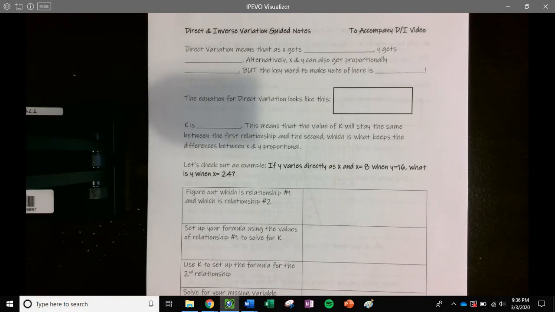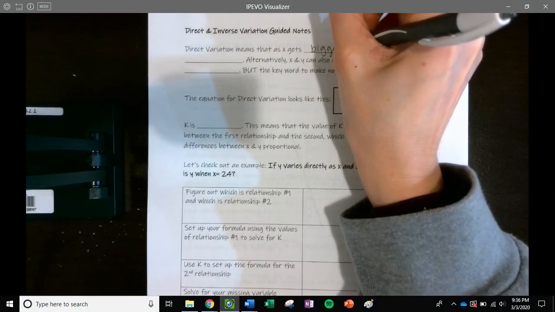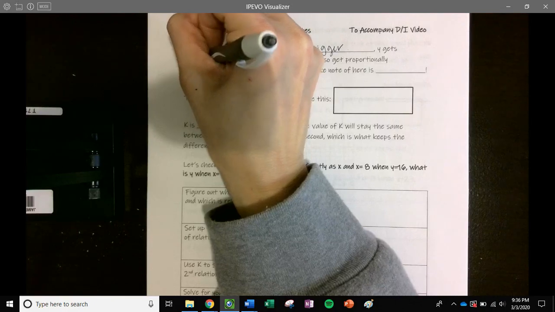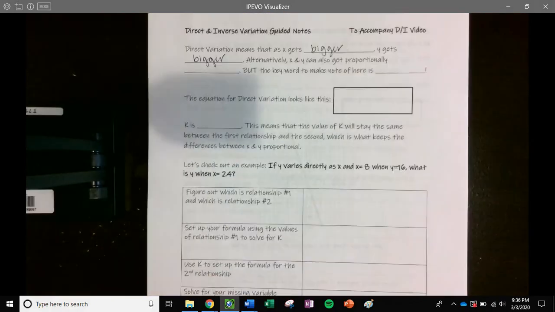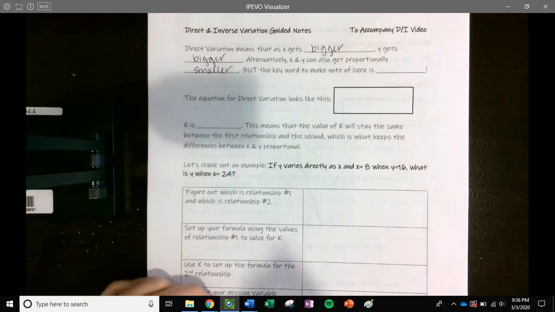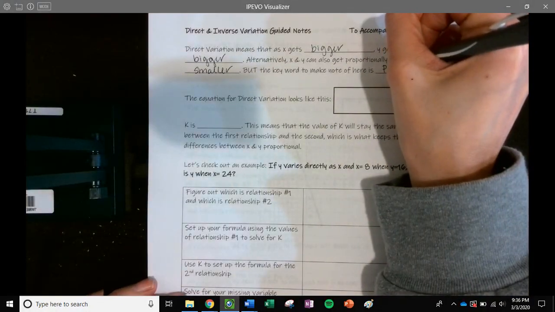Direct variation is describing a type of relationship where as x gets bigger, then your y value also gets bigger. So if you have a table of data and both of your columns are getting bigger, then you may have a direct variation. Alternatively, x and y can also get proportionally smaller. It doesn't have to just be upward growth, it could be downward. But the key word to make note of here is proportion.